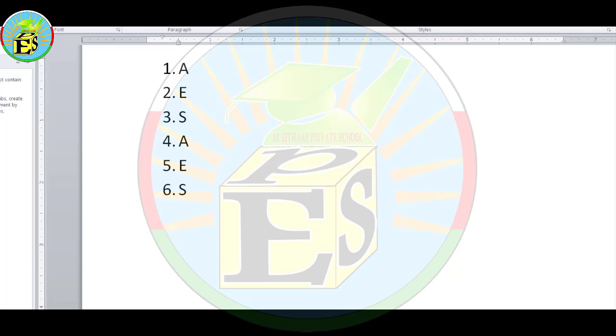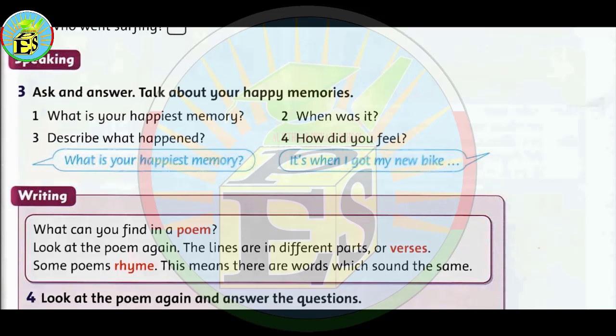Now we will move to task number 3, and here you have to ask and answer, talk about your happy memories. You can do it yourself. You can open your notebooks and try to answer these 4 questions that you have. What is your happiest memory? When was it? So you have to mention the date, describe what happened, and the last thing, how did you feel?